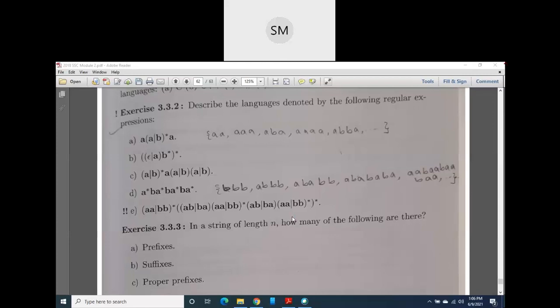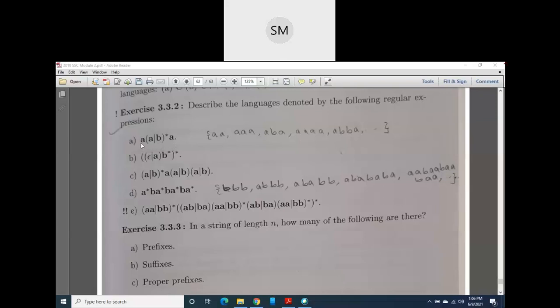So what is the question here? We have to describe the language. It means we have to write the language which is denoted by the following regular expressions. In your exam, they will ask you like this. They have given us regular expressions, but we have to write the language for that regular expression. Now, what is the first regular expression? A followed by (A union B) star followed by A.